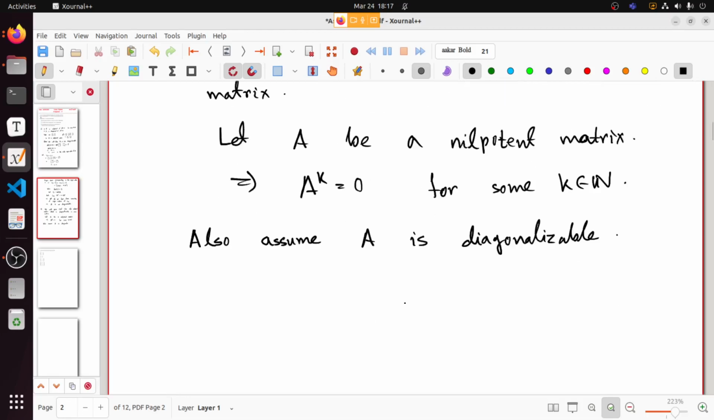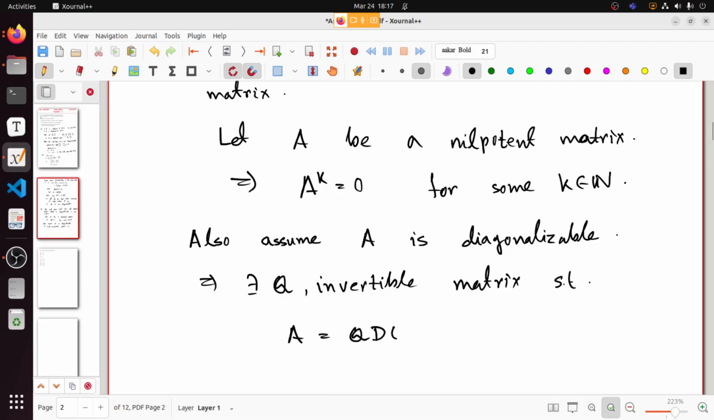A is diagonalizable means there exists an invertible matrix Q such that A can be written as Q D Q inverse, where D is a diagonal matrix.